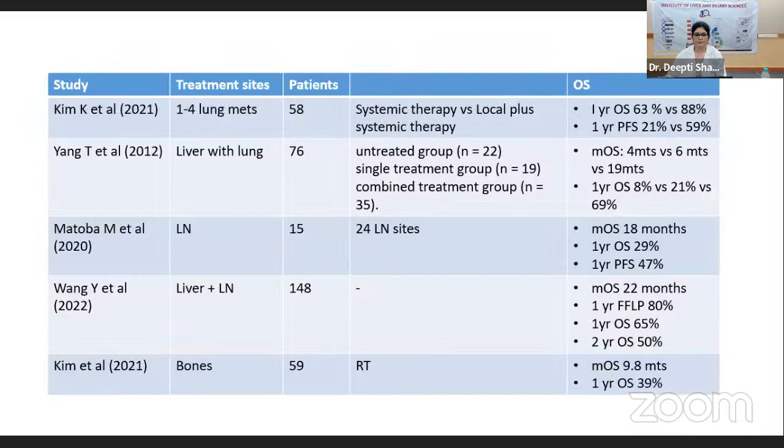Here are the few studies which have been published where oligometastatic disease, the lung metastasis, all lymph node mets and bone mets have been treated along with the liver lesion in 2 of the studies. And in all the studies, they have shown when systemic therapy is combined with local therapy, there's an increase in the overall survival, progression-free survival, as well as the quality of life. Because these are the metastatic patients, like in bone metastasis, they must be having something. So with radiation therapy, one can improve the quality of life as well.